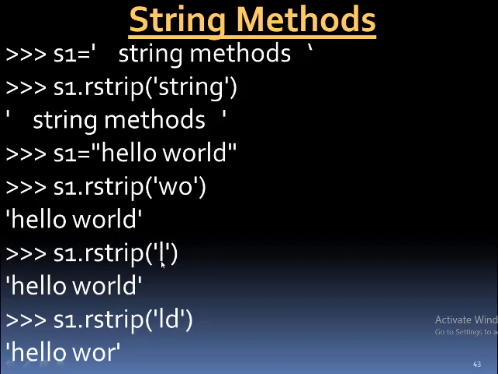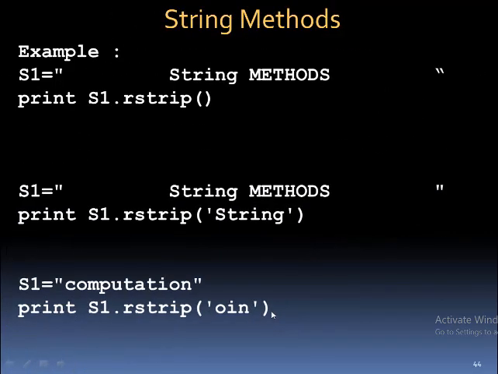Next, s1.rstrip L, so only one character, and it should appear on the right hand side of the string, but it is not. See, on the right hand side is D, so nothing will be removed, and hello world will be displayed as it is here. But if you write s1.rstrip LD, LD is here at the end of the string, so it will be removed. So this will be the answer.